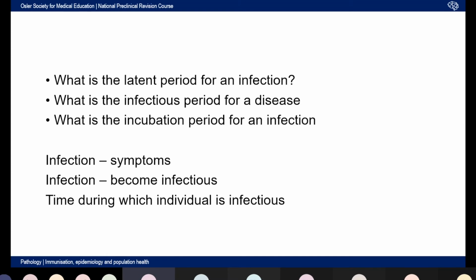Okay, I'm actually going to go through these on the next slide, but if you could put the infectious period for a disease as well, if anyone knows that. Again, A, B, or C.